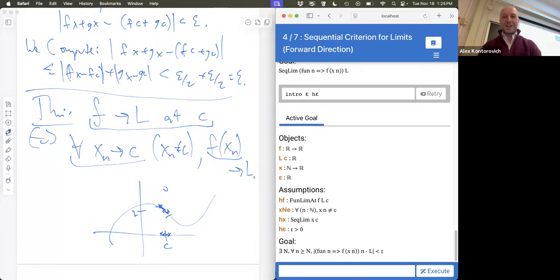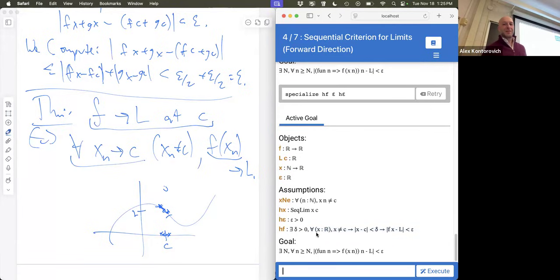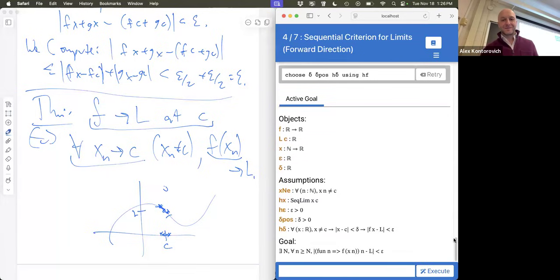Okay, so let's do it in several steps just so we can see it all. Specialize HF to epsilon, h epsilon, right? Because this says for all epsilon there exists a delta. So there exists some delta, so that for any x values, yada yada. So choose that delta, delta positive, and h delta using HF. Okay, so we have a delta.